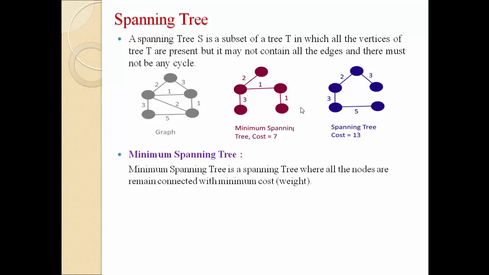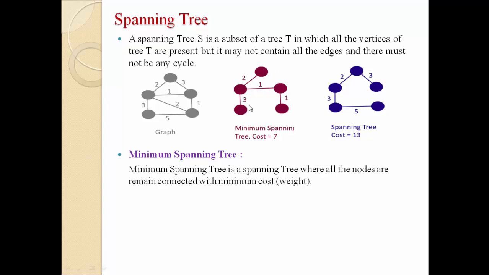Again, I am repeating, for any graph we may have a number of spanning trees. Among all the spanning trees, we have to identify the spanning tree which has a minimum cost. This spanning tree is known as the minimum spanning tree. From this example, suppose we have 2 spanning trees of this graph, then find out the cost of both the spanning trees. The cost of this spanning tree is 7. We have to just add the cost of every edge. This is 2 plus 1, 3, plus 1, 4, 4 plus 3, 7.